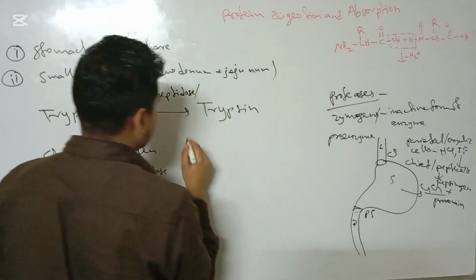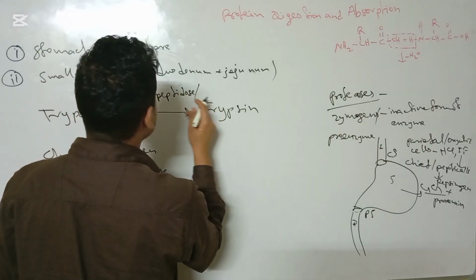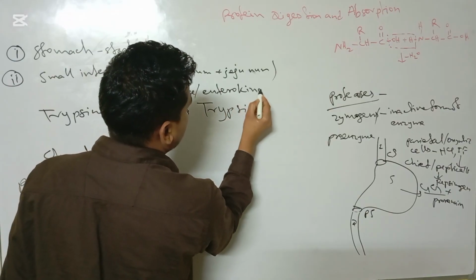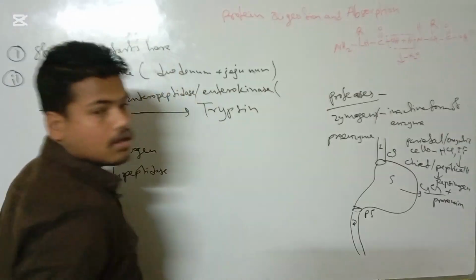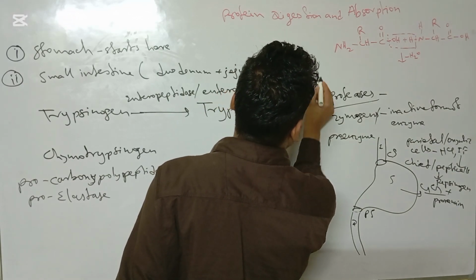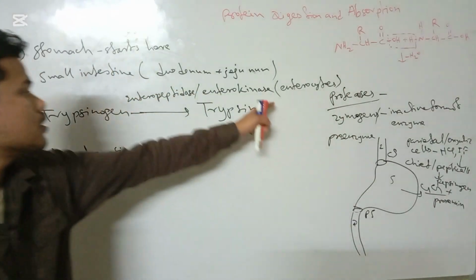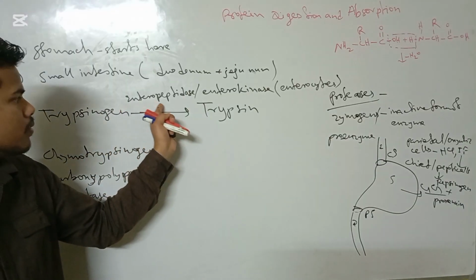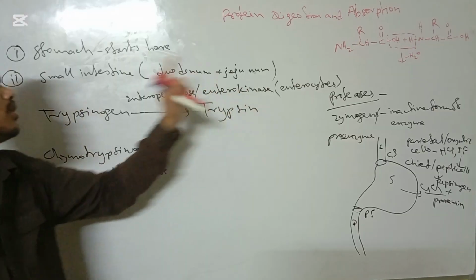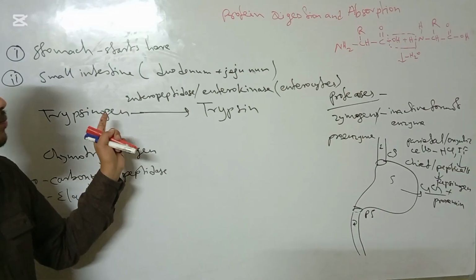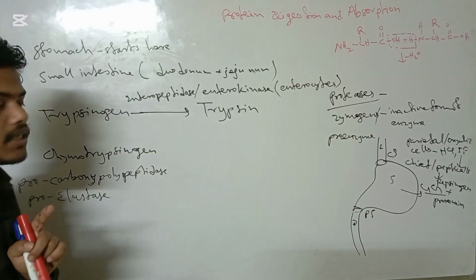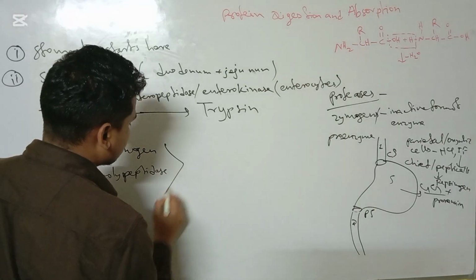This was previously called enterokinase. This enzyme is from the enterocytes of the small intestine. The source and the activation is by this enteropeptidase or enterokinase. This is a very important MCQ and viva question: trypsin is activated by which enzyme. So remember this.